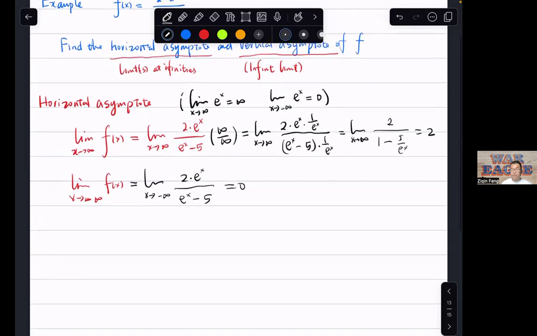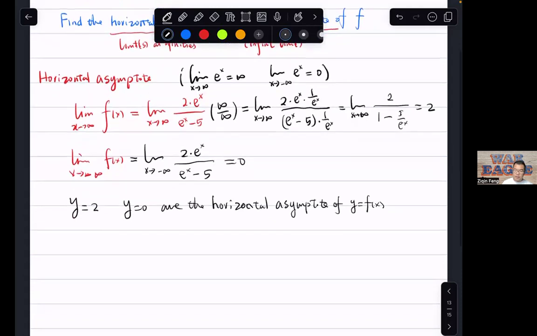So you have two finite limits at infinities, one at positive infinity and the other at negative infinity. So we get two horizontal asymptotes: y equal to 2 and y equal to 0 are the horizontal asymptotes of y equal to f of x.